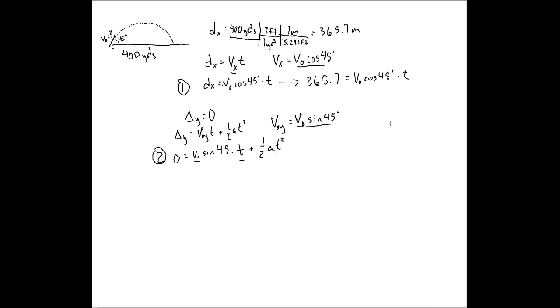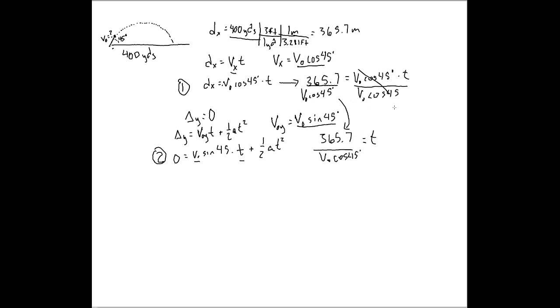So what I would do is solve this equation for t. I'm going to divide both sides by V naught cosine of 45 degrees. This over here cancels. That leaves me with t on this side, and over here I've got 365.7 all over V naught cosine of 45 degrees. Now, I'm going to leave it like this, and I'll show you why in just a second.